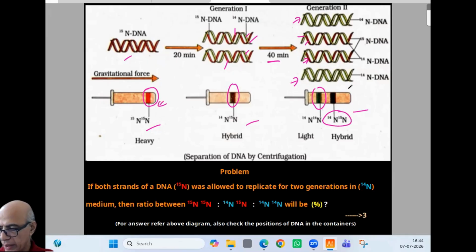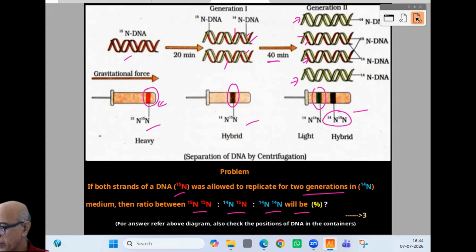I think idea clear. Now, based on this simple diagram, questions can be there. I put a question based on this diagram. If both strands of DNA are N15 and allowed to replicate for two generations in N14, that is, first, second, medium, then the ratio between N15 N15, N15 N14, N14 N14 will be. So the same question I put as a problem. Can be a good question for theory entrance. Explanation we can find here. So we can proceed to next page.